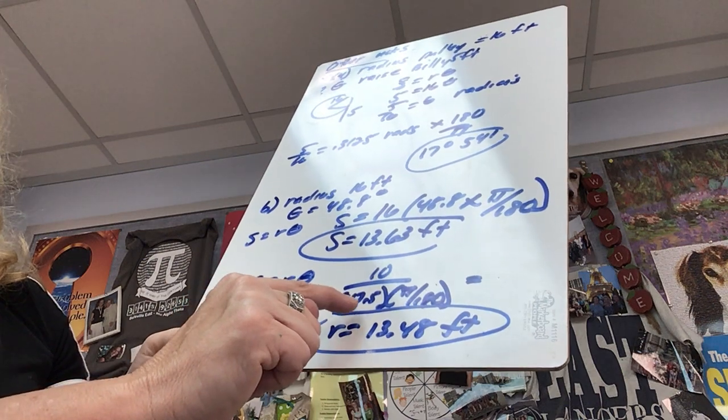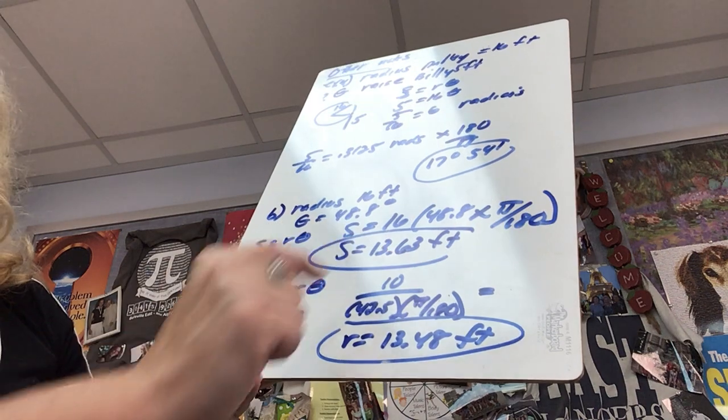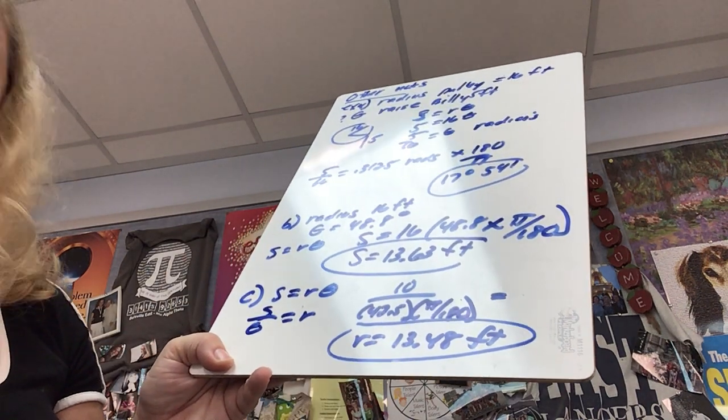So I could have taken 42.5 and changed it to radians by multiplying by pi over 180 right away, and then taken 10 and divided by that, and I get about 13.48 feet.